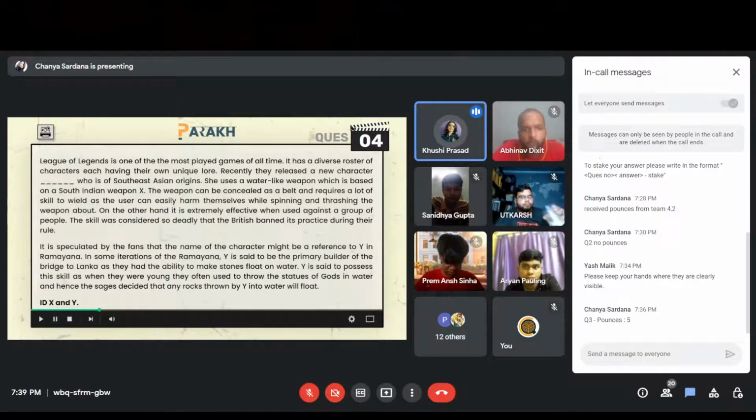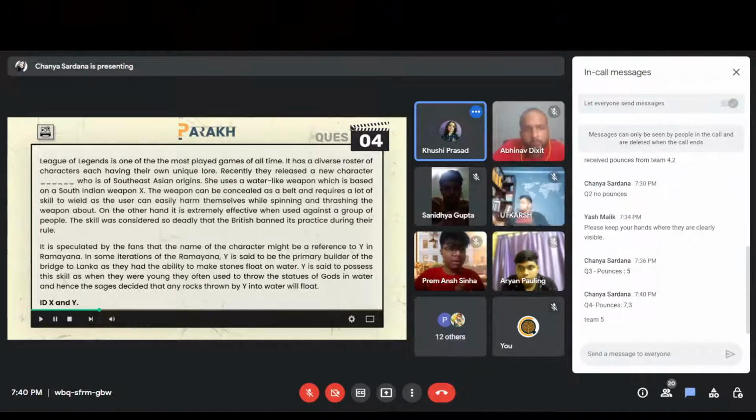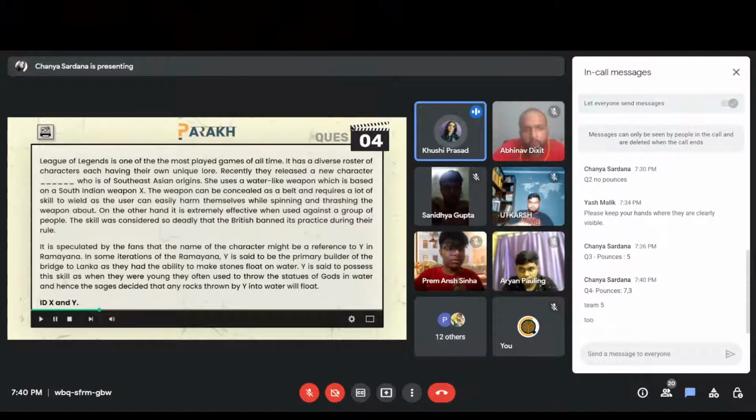Okay, so team 7 has pounced. Team 3 has also pounced, and now we are closing the pounce window in 5 seconds. Okay, so the pounce window is now closed. So we have pounces from T3, 7, 5. But team 5 was your direct.